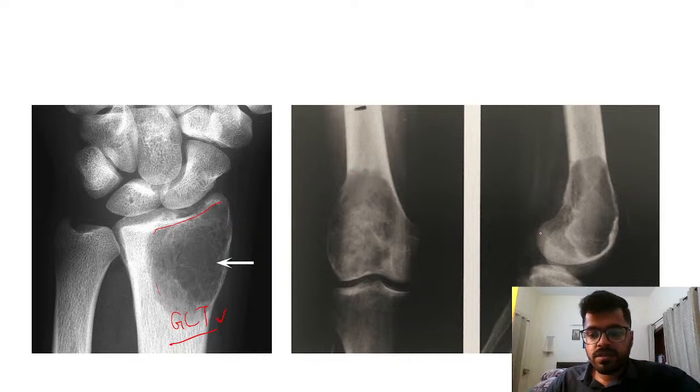Same here, as we can appreciate on the lateral view, it is very close to the joint. The cortex here is thinned out, so it's expansile, and it is a lytic lesion in the epiphysis. It is eccentric, more towards lateral than medial. So this is a GCT. So all the E's come in here: eccentric, expansile, epiphyseal.